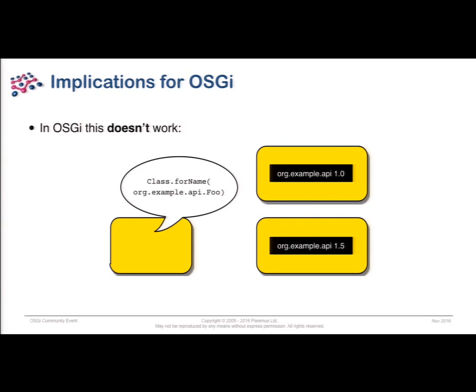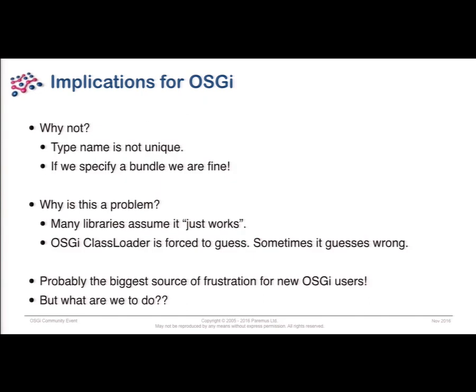Well, the problem is there's multiple candidates. In any modular world where we have the potential for a type to exist in more than one place, I can't just go and ask for a type by a single name. I have to specify also where it's going to come from. So the type name is not unique, but if we specify the bundle that we want to get this from, then we're fine.